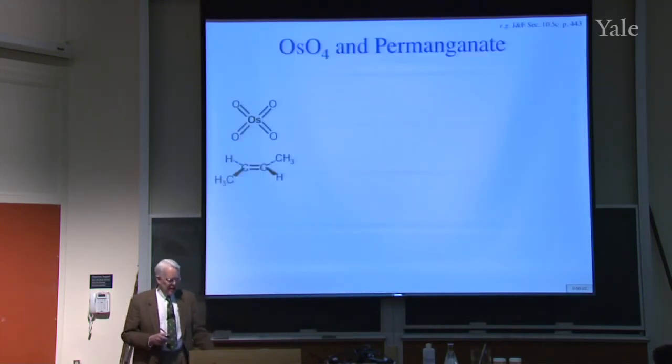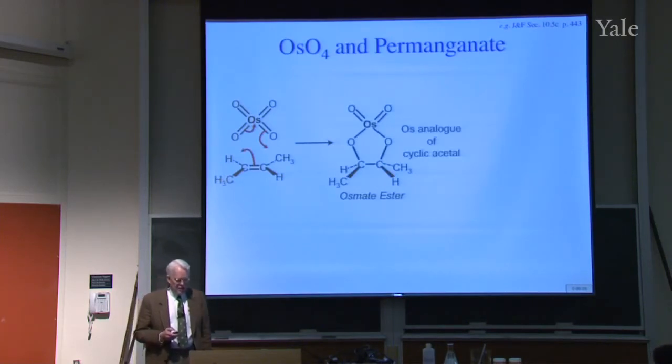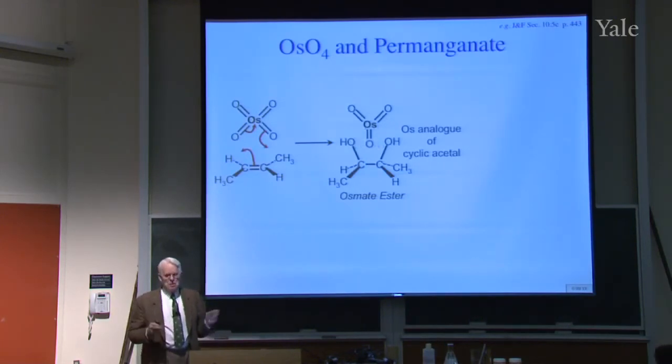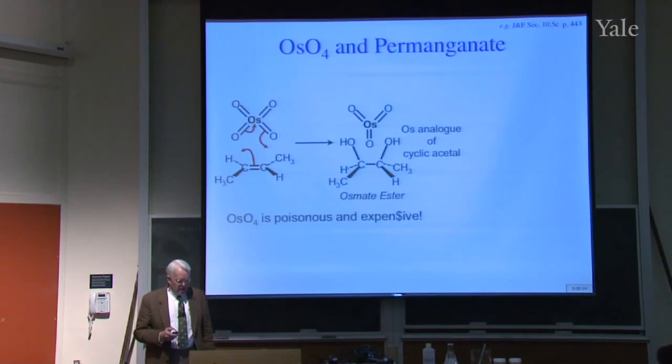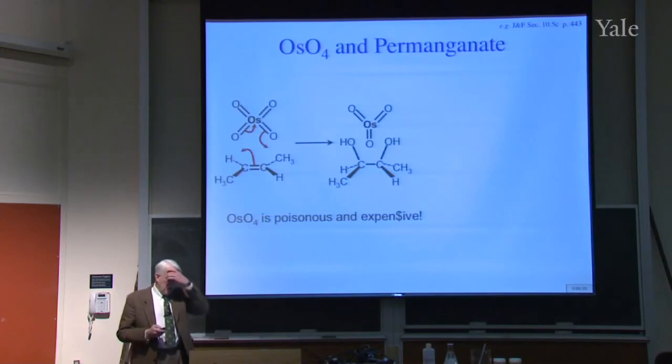So last time we looked at the end at OsO4, which looked a little bit like O3 and could do the same trick O3 could do to give this osmate ester, which is like an acetal. So it's possible to add water and get the osmium equivalent of a carbonyl group and the two hydroxyl groups added to the termini of the alkene. So the problem with this is OsO4 is a very efficient reagent for that, but it's poisonous and it's also very expensive.